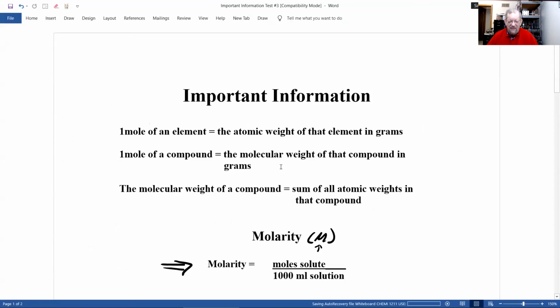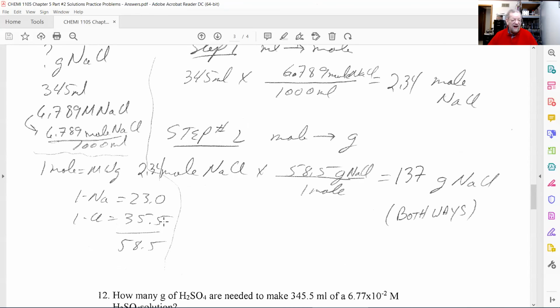1 mole of a compound equals its molecular weight, and the molecular weight of a compound in grams is the sum of all atomic weights. So for sodium chloride, down here, I have the molecular weight, 1 mole equals the molecular weight in grams, and 1 sodium is, to 3 significant figures. Remember, look at the periodic table, the atomic weight is under the symbol, 23.0, chlorine is 35.5 to 3 significant figures.